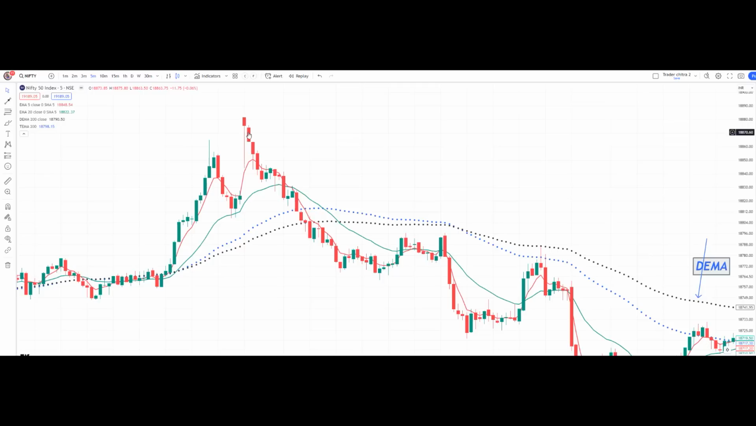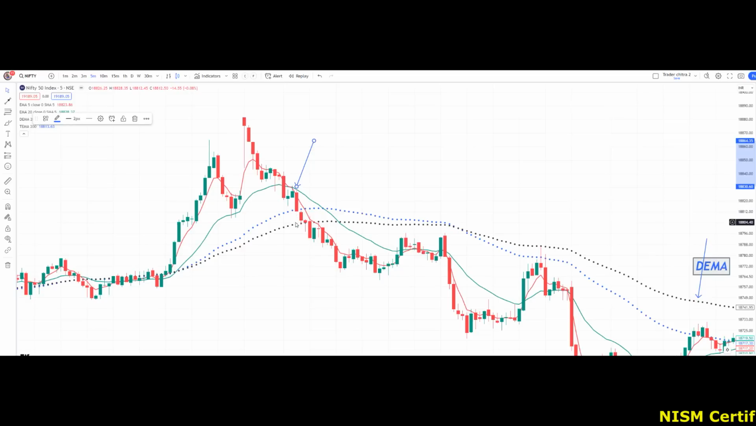Here the price opened gap up. Here we got the bearish cross, that is, the 5 and the 20 EMA gave a bearish cross. We can enter into the PE trade. Also, the blue dotted line is the TMA, that is the triple EMA, and the black one is the DMA. So here this red candle gave a bearish cross. Also, price closed below the TMA. So we can enter into the PE trade.